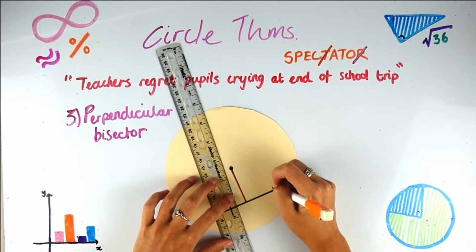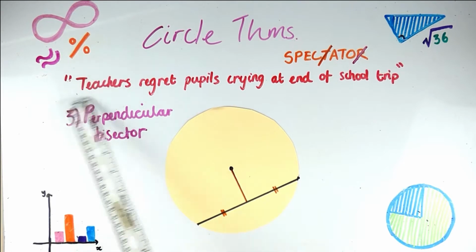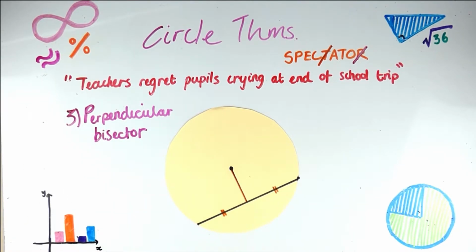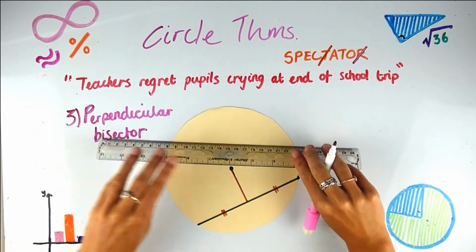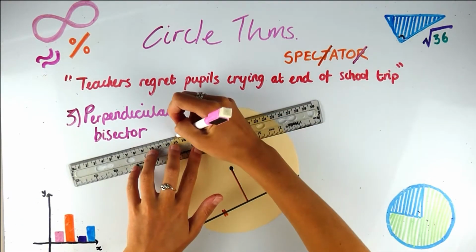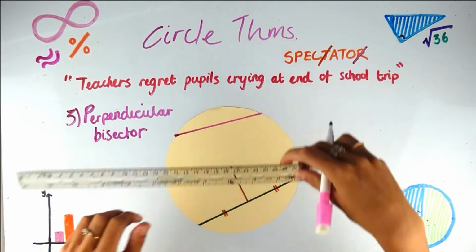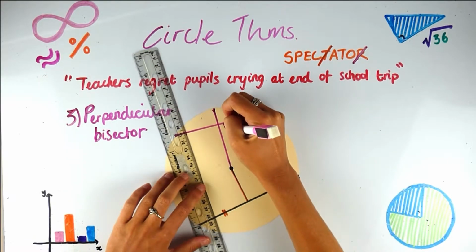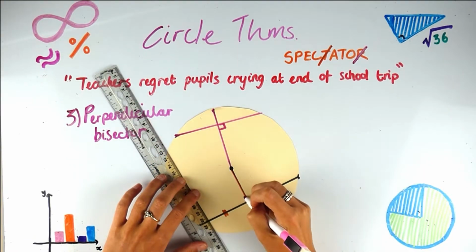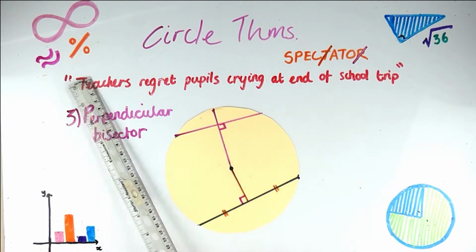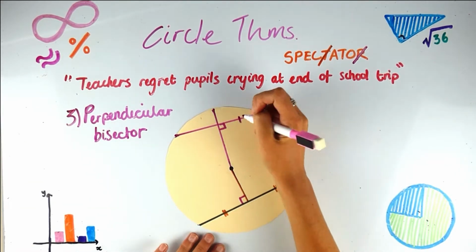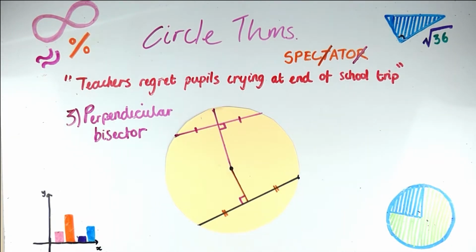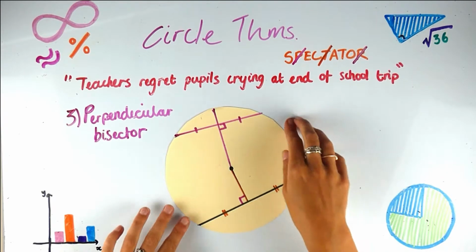So then this length here is the same as this length here, because we're cutting in half. Let's just do that again. So I'm just going to draw another chord. Let's draw one here. So any line that cuts that in half has to go through the centre. And that also means that that is a right angled triangle. That is 90 degrees. And so is that, a right angle. And that is the same length as that, because we've cut it in half. So let's cross out the P in SPECTATOR for perpendicular bisector and move on to the next one.